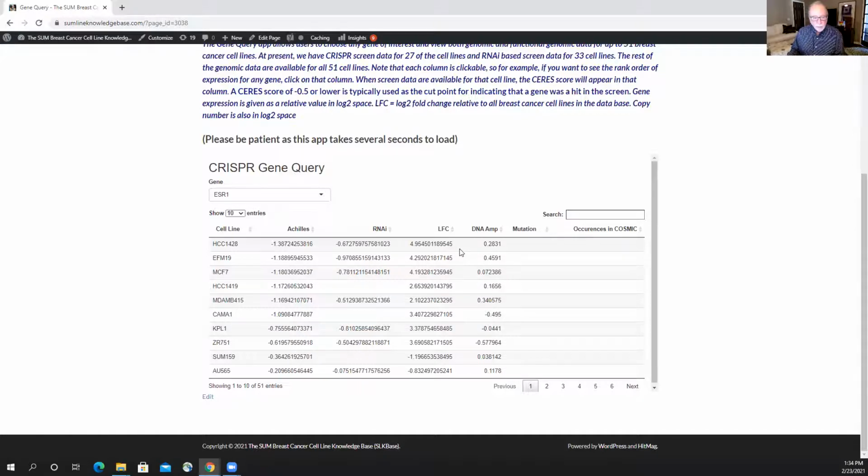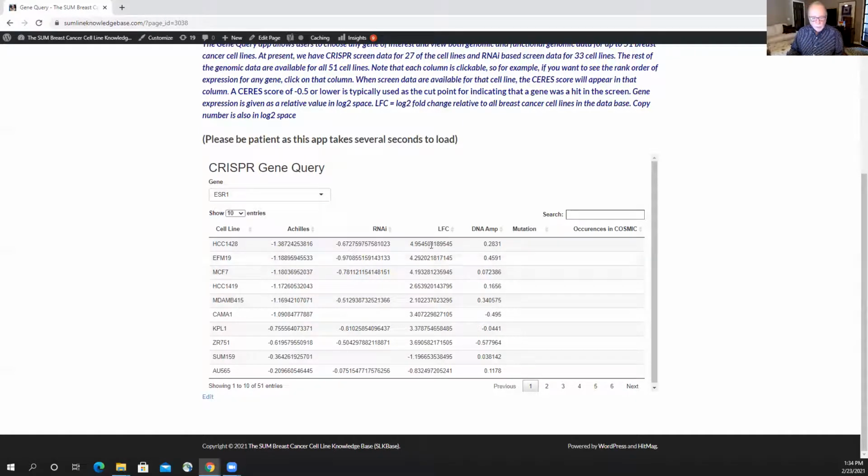That means the HCC 1428 cells express 2 to the 5th times more estrogen receptor than the average, or roughly 32 times higher levels of estrogen receptor. Here's everybody's favorite estrogen receptor positive cell line, MCF7, 2 to the 4th relative expression compared to other cells.